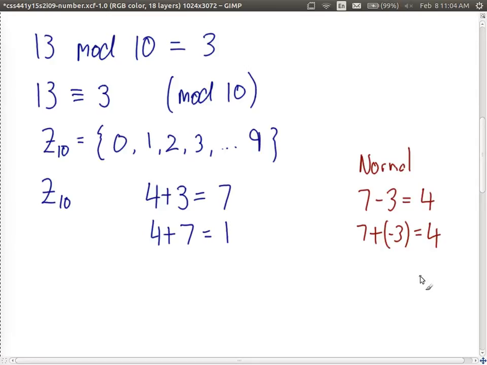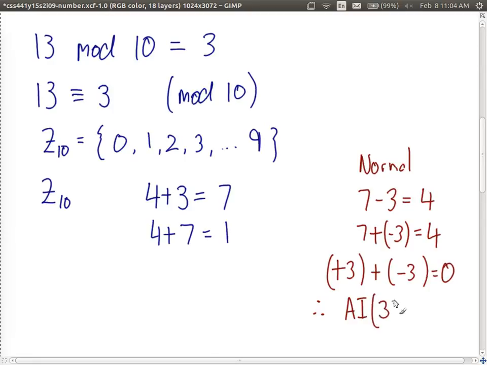What's the additive inverse of 3? 3 plus minus 3 gives us 0, so the additive inverse of 3 is minus 3. This is our normal arithmetic. Additive inverse, since plus 3 add minus 3 equals 0. Therefore, just in brief, the additive inverse, AI, of 3 is minus 3. The point being is that we don't need to do subtraction, we just do addition. Subtraction is addition plus the additive inverse. So we need to find the additive inverse to do subtraction. That's normal arithmetic. Let's return to Z10, everything mod 10.